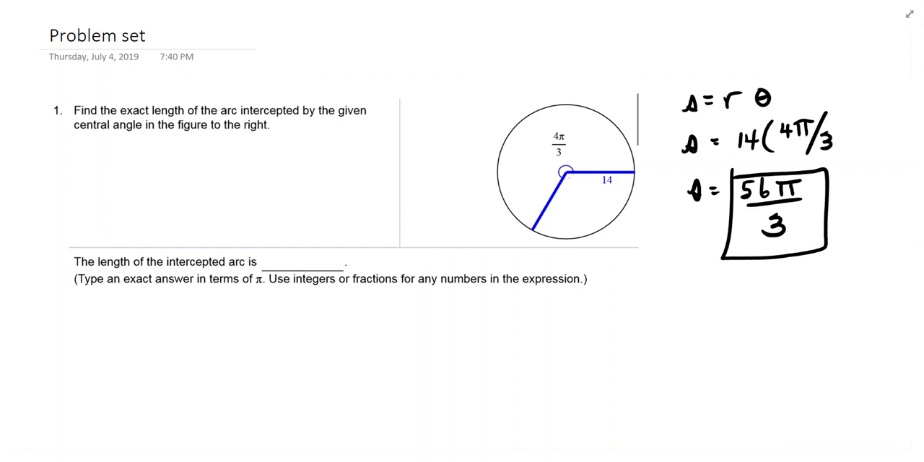So for the first one, find the exact length of the arc intercepted by the given central angle. So the radius is 14 and the angle, the theta, is 4 pi over 3. So S equals R theta. You're simply multiplying, so you have 56 pi over 3. And it does remind you to leave your answers in terms of pi.